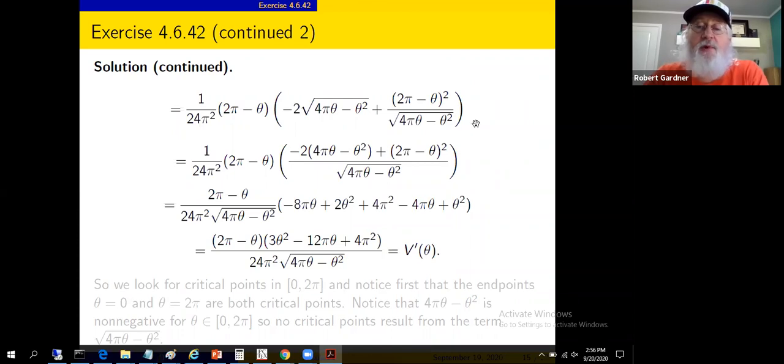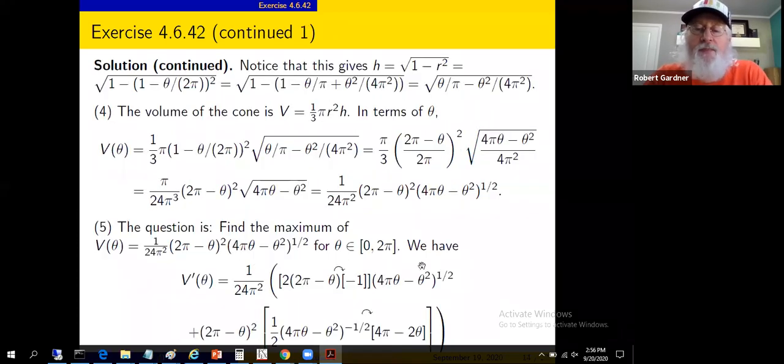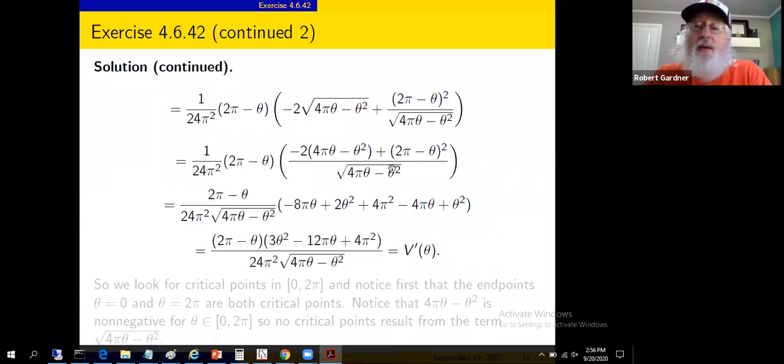Okay, so let's see, what do we do? Clean it up a little bit. Yeah, let's see. We've got a -2 here. We could factor a 2 out of this and cancel it with a 1/2. That'd leave us with a, what, a 2 pi minus theta. We've been seeing lots of 2 pi minus thetas. And I believe that's what we did.